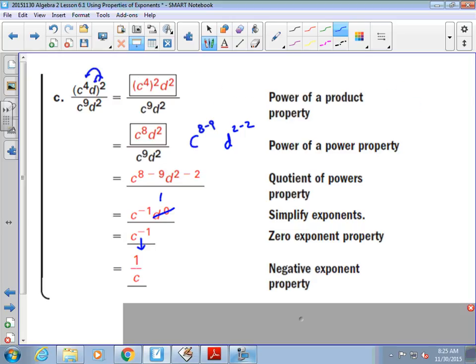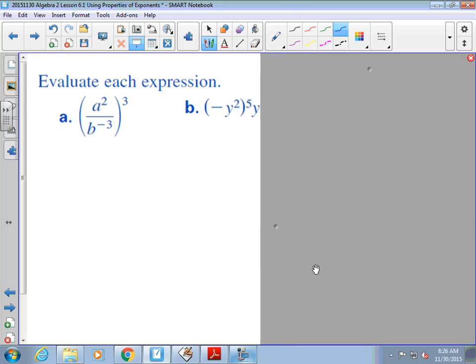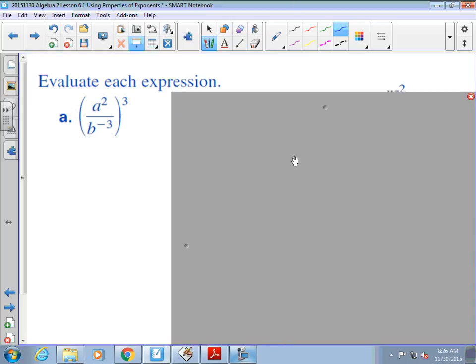On the back, let's do these. Let's do them one at a time. The first one, a squared over b to the negative third, all to the third. Take about 30 seconds on this one. Again, all small numbers. You don't need calculators for any of this.